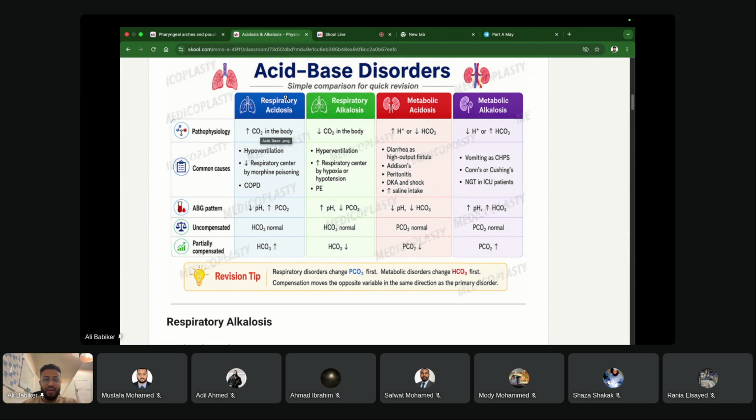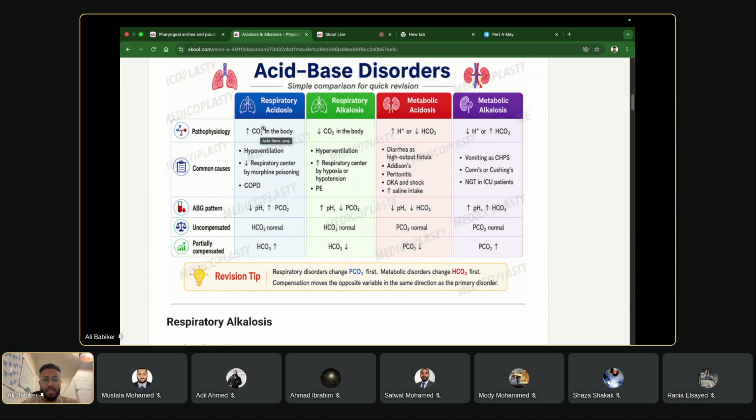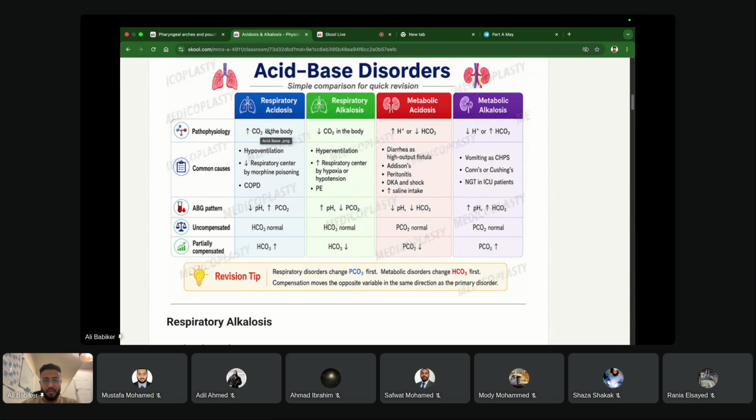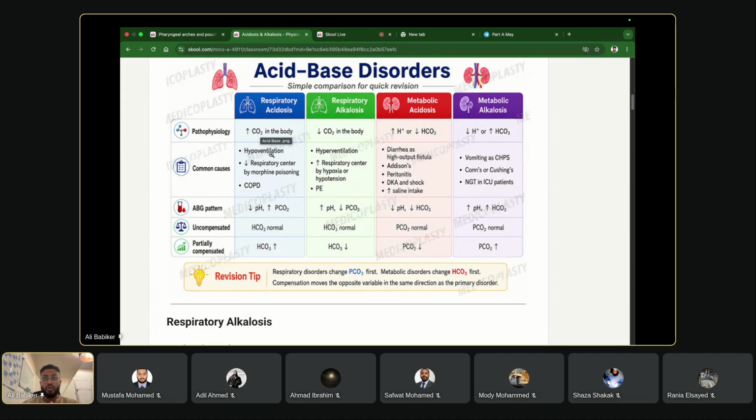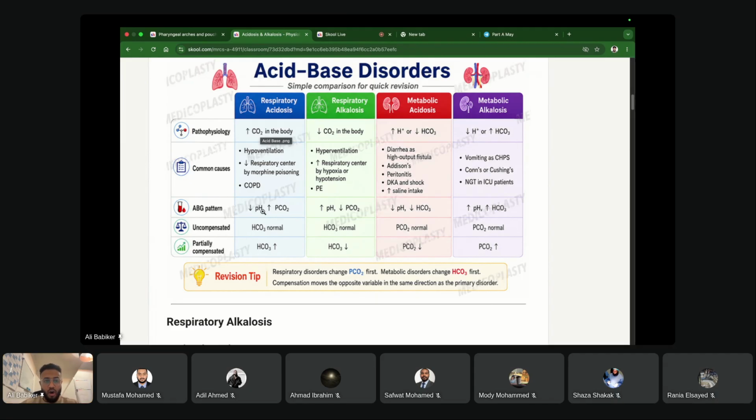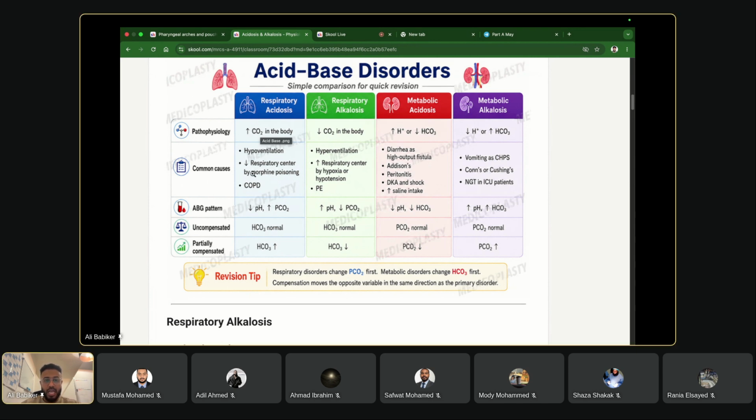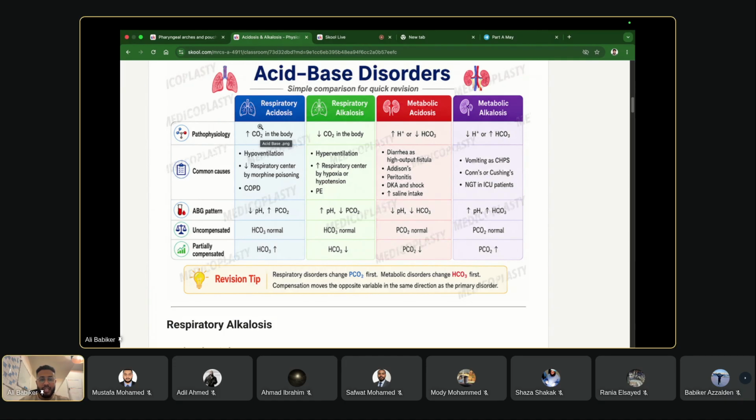If you can see here, if you have respiratory acidosis, usually the CO2 will increase in the body due to hypoventilation, reduced breathing, or decreased respiratory center activity. For example, if your patient is taking morphine, or if your patient is retaining CO2 due to COPD. These are the common causes of respiratory acidosis. If you notice, all of them will increase the CO2 in the body. How? Because there is no excretion of the CO2. You breathe oxygen, you excrete CO2.